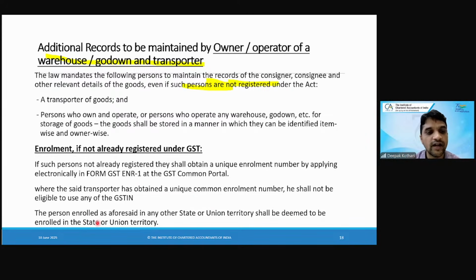Okay. And the person enrolled as aforesaid in any other state shall be deemed to be enrolled in the state.